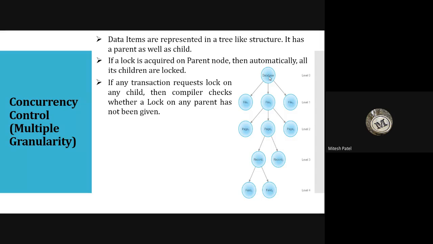If any transaction requests a lock on any child, then the compiler checks whether a lock on any parent has not been given.